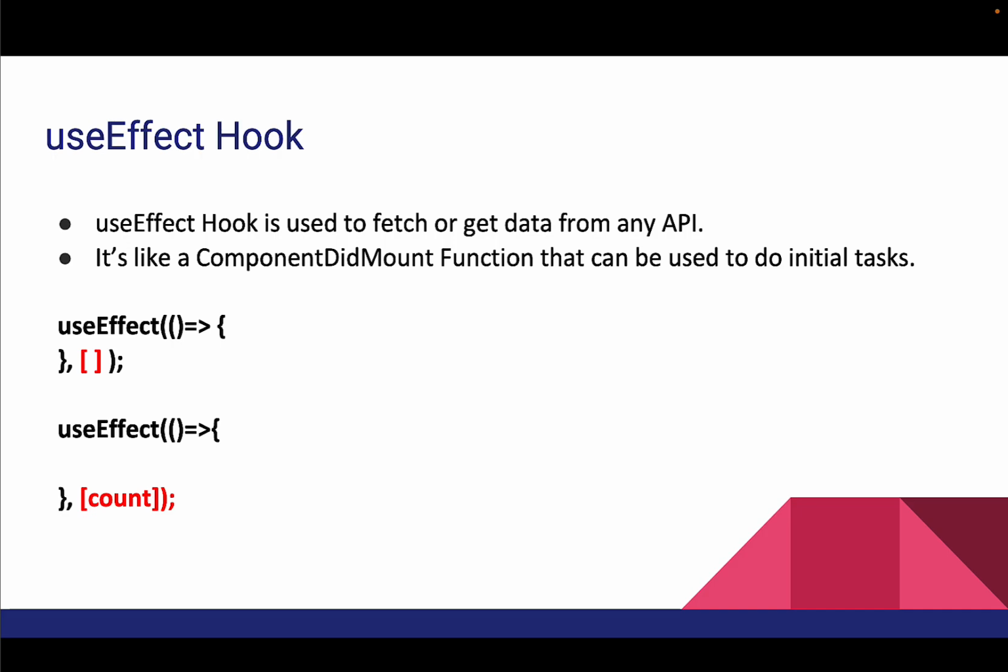But if there is no change in the count, then this useEffect would only be run one time when the initial page gets loaded, but it is not going to be re-run again and again. Only if there is a change in the state of the count variable would this re-render occur. So that's exactly the purpose of this array. You could pass multiple variables based upon which you want the useEffect to run.